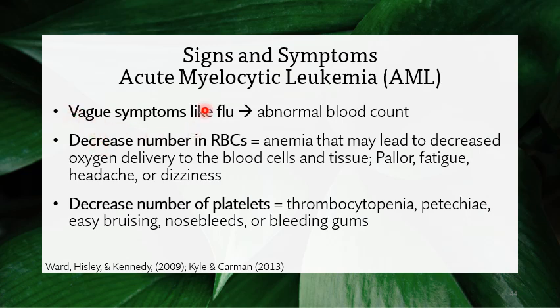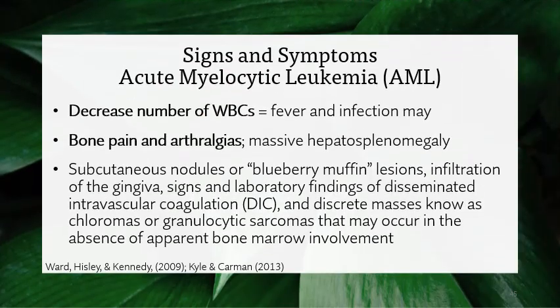And the symptoms are vague. Sometimes it's just like flu with abnormal blood count, but you definitely have a decreased number of RBC, decreased number of platelets, and decreased number of WBC or white blood cells. Patients will have bone pain and arthralgias, and sometimes also blueberry muffin lesions or sarcomas because of the condition.